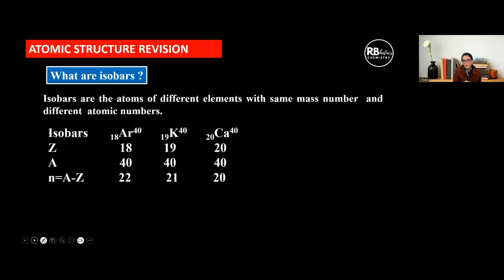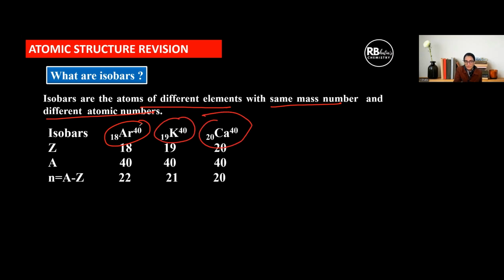such as, let us say they can ask you what are isobars. What are isobars? Atoms of different elements. Now isotopes were atoms of the same element. Isobars are atoms of different elements with the same mass number and different atomic number. Fine. So for isobars, we have argon, potassium, and calcium. These are different elements with the same mass number but different atomic number.